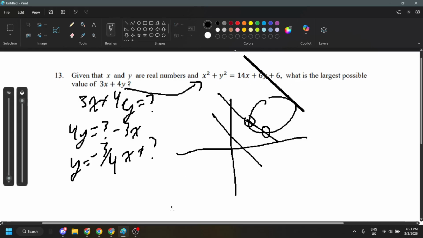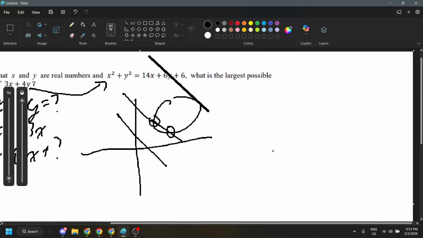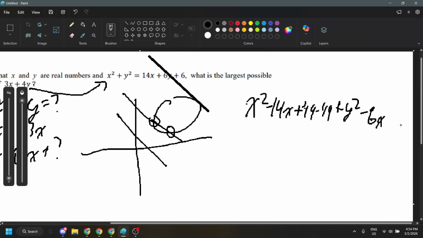Okay, cool. So first off, let's find what circle this is. Let's move everything to one side. x squared minus 14x, and then we're going to add 49, minus 49, plus y squared minus 6y, and then we're going to add 9, subtract 9, and subtract 6 is equal to 0.